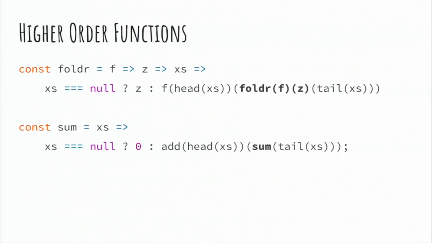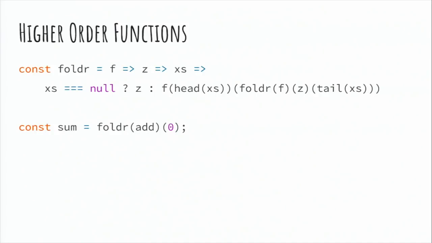sum. So what fold right does is it takes a function to apply, like add, a start value, z, and then takes a list and does a fold. And sum just takes a list and then recurses. So actually, what this shows you is that sum is actually a partial application of the fold right function.